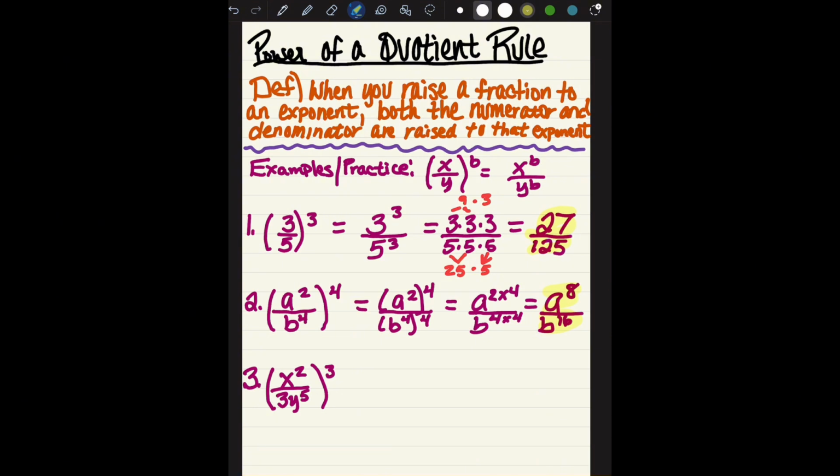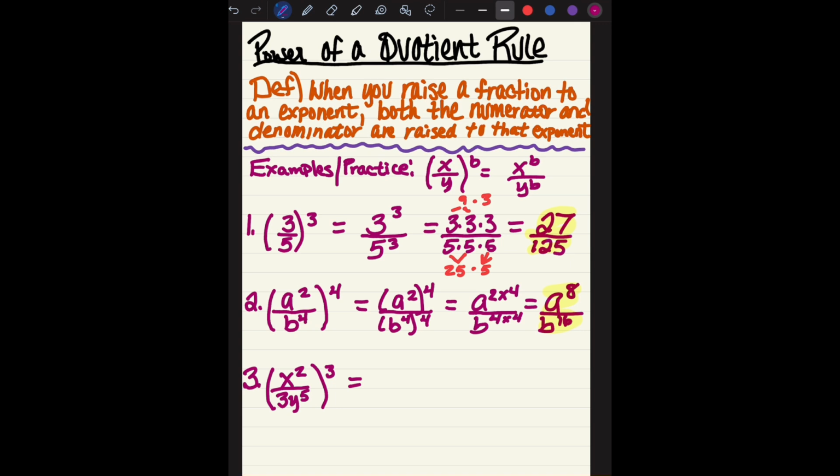And trust me, when you're working on practice problems involving the power of a quotient rule, things can be really complicated. But as long as you know how to break it down and know what to do, it's going to get easier. I promise you. All right, let's go to number 3.